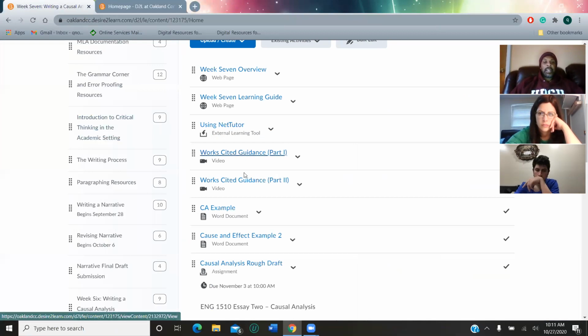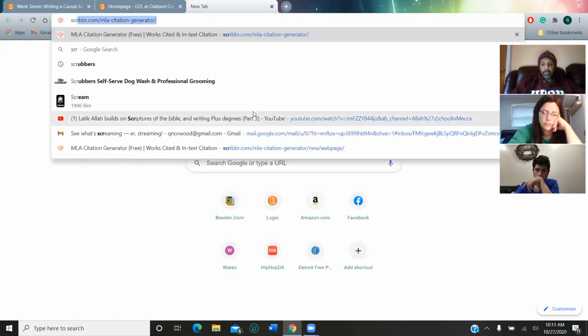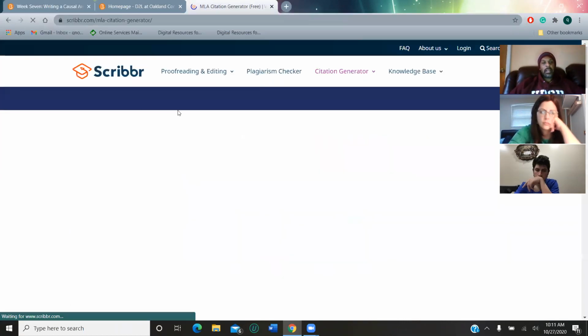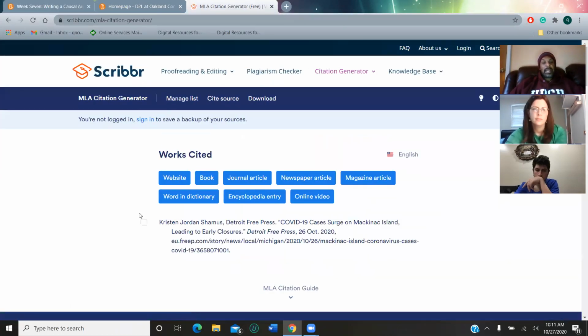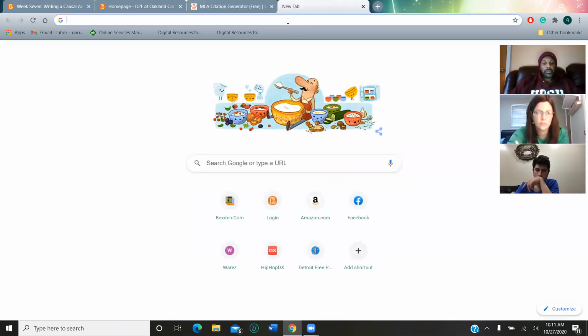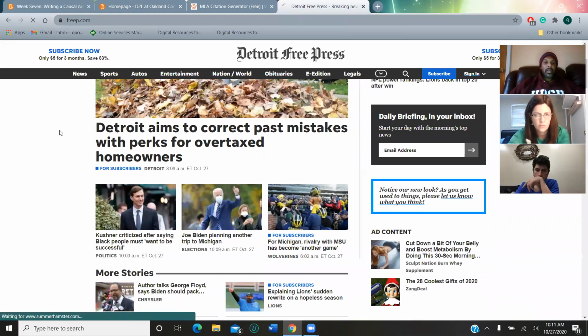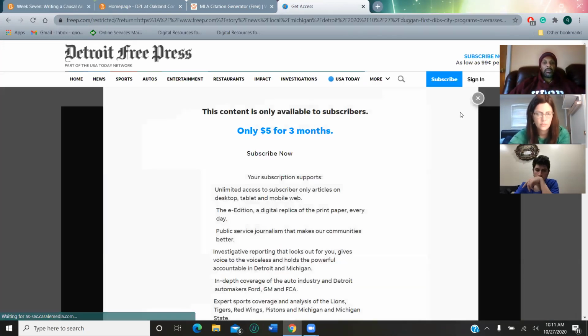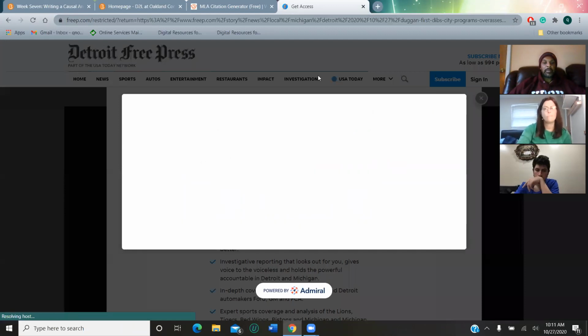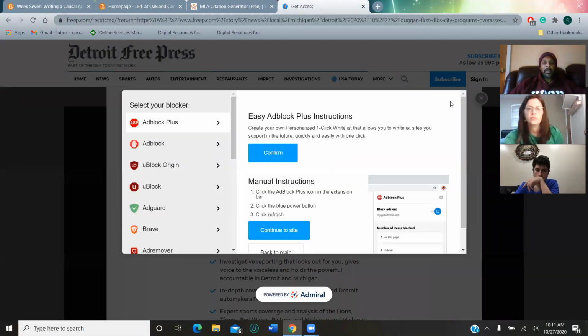All right, so that's there, and then these two videos are just about how to put together a proper works cited page. And these videos use the site Scribr. And Scribr just works like this. Let me just go to the trusty old Free Press. Let's say I cited this article. Okay. Never mind. I don't want to turn off my ad blocker.